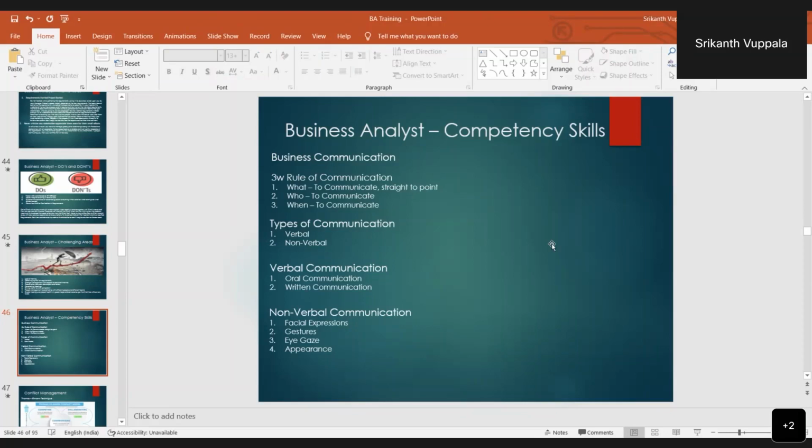The other types are verbal and non-verbal communication. For verbal communication, he should be able to explain well orally to the client or the team. Written communication is needed to write the documents. And non-verbal communication includes facial expression, gesture, eye gaze, and appearance. All these we have to take care of when we are visiting the client place or whenever we have video chats.